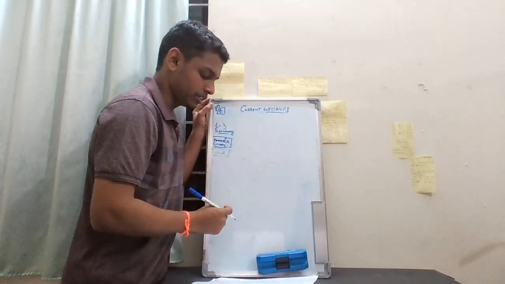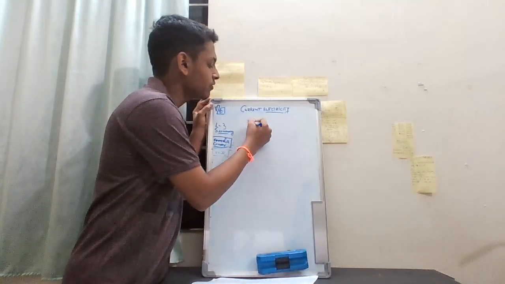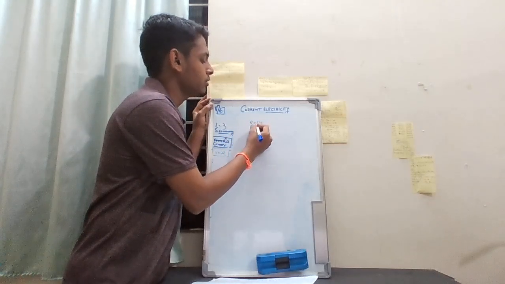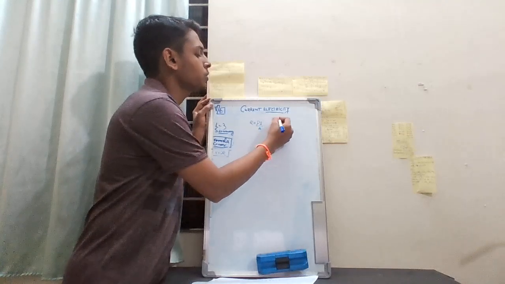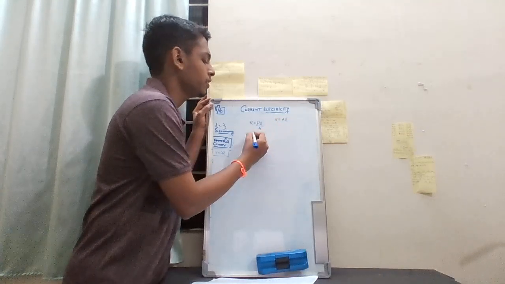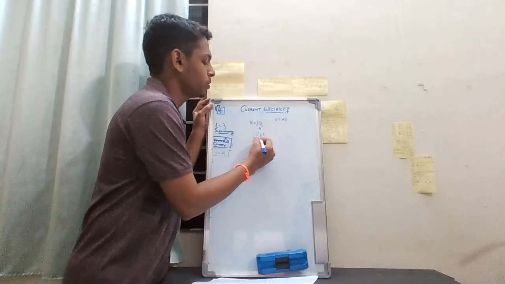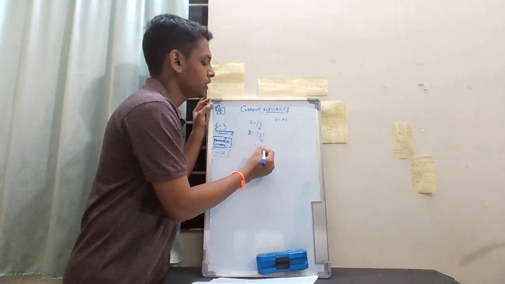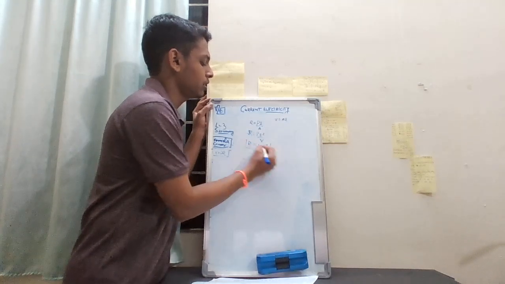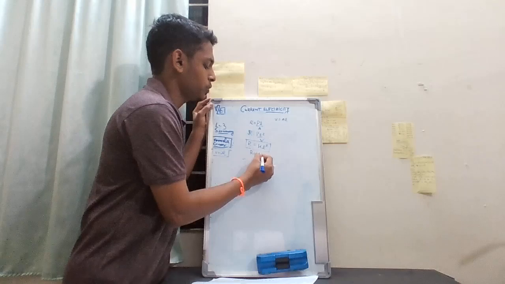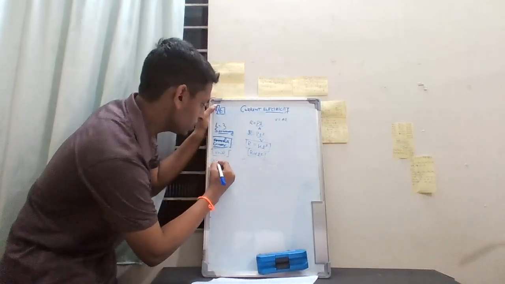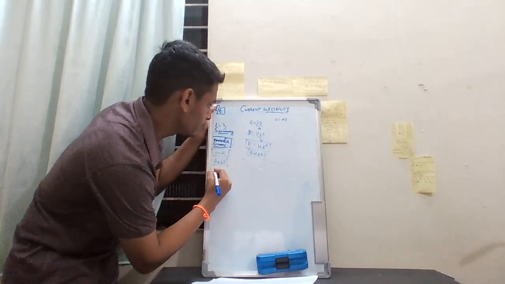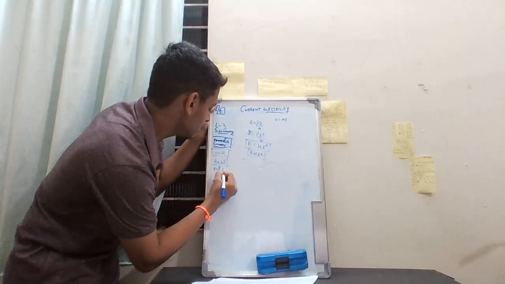If L is increased, we have another formula, which is R's dependency. R equals rho L by A. If we express this in terms of L, it would be L square by V. And we know that V is not getting changed, so we'll consider it as K. So R is directly proportional to L square, and R equals rho by V L square.